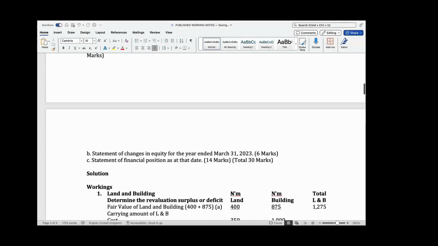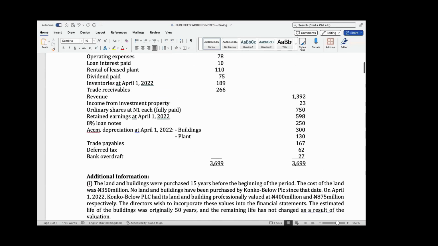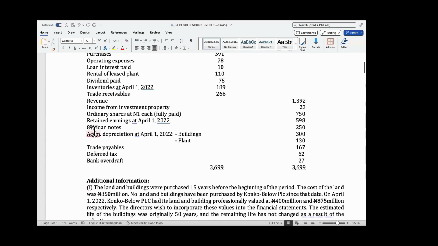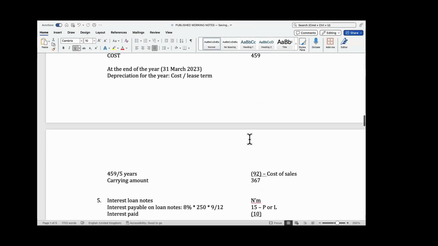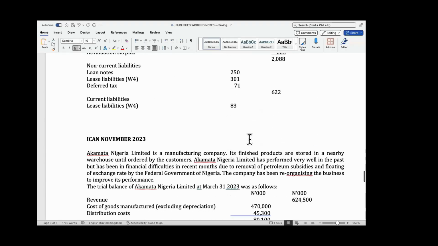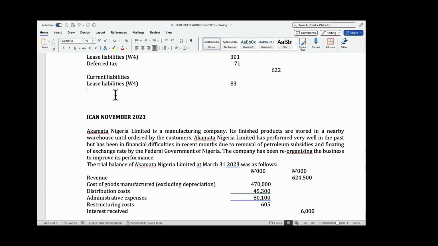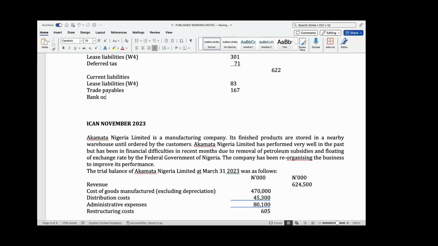So let me go back to my current liabilities. My trade payables and overdrafts. Trade payables 167, overdraft 27. Trade payables 167. Bank overdrafts 27.